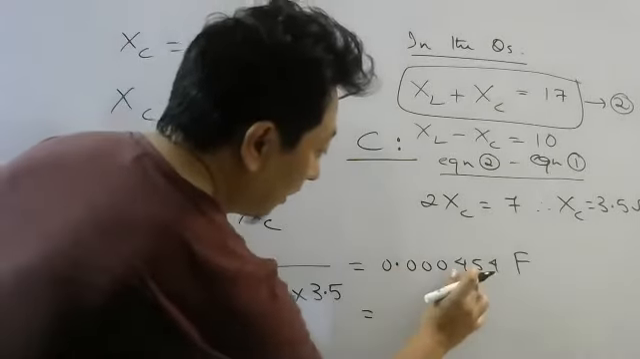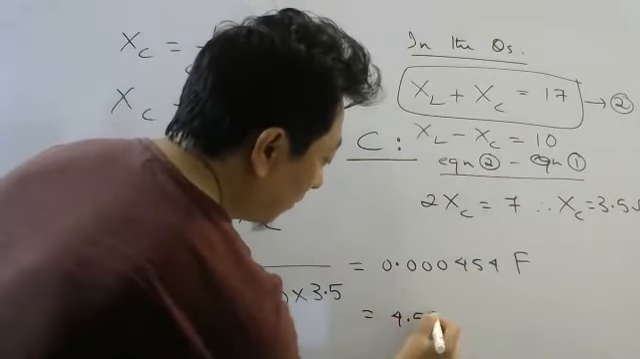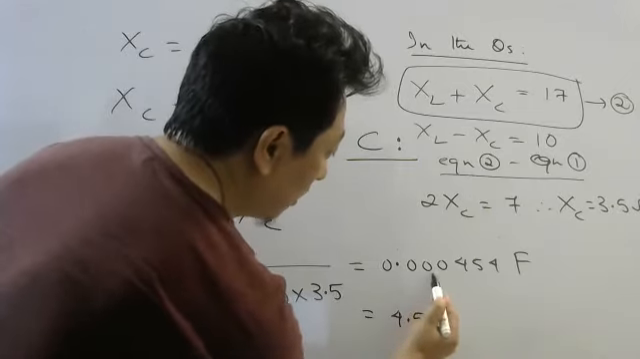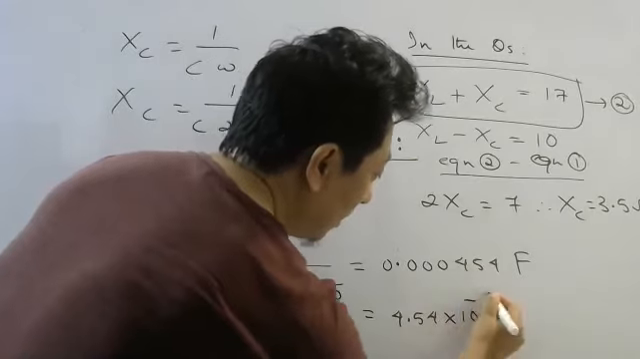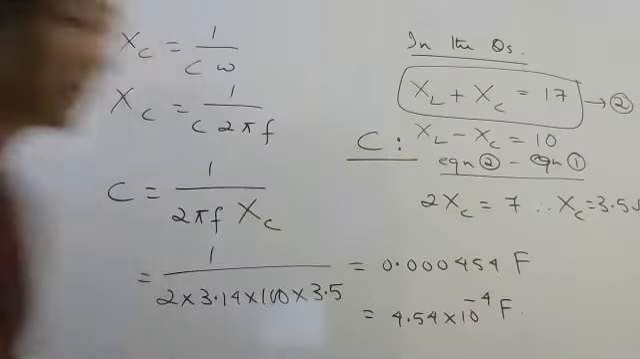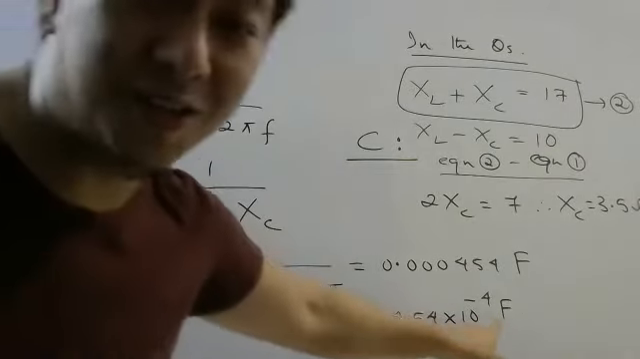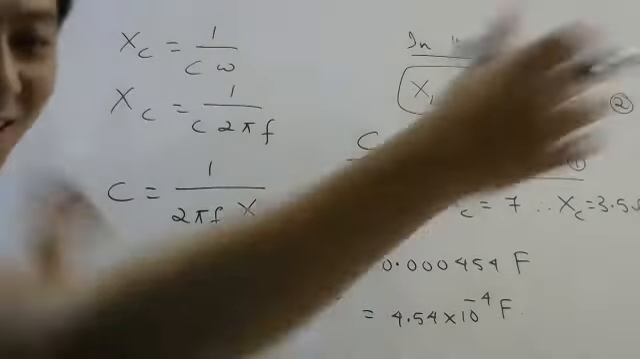Then what will I do? I will take point here. So 4.54 into 1, 2, 3, 4 decimal places. So 10 power minus 4. Minus you write, don't write plus. If you write plus, it will become very large.